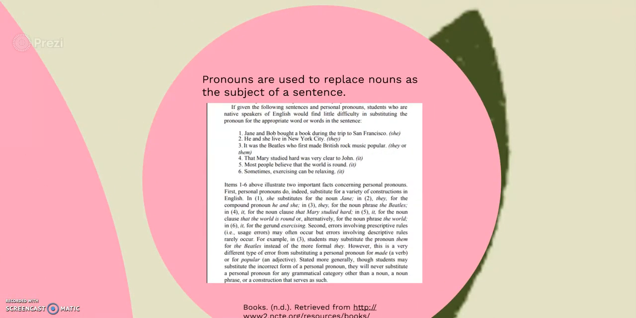And one of the big issues that kids have with pronouns is substituting them incorrectly. So sometimes students will use the wrong gender or the wrong tense, or will substitute a plural pronoun for a singular noun and vice versa. So one of the big things that I would have students practice doing is substituting correctly.